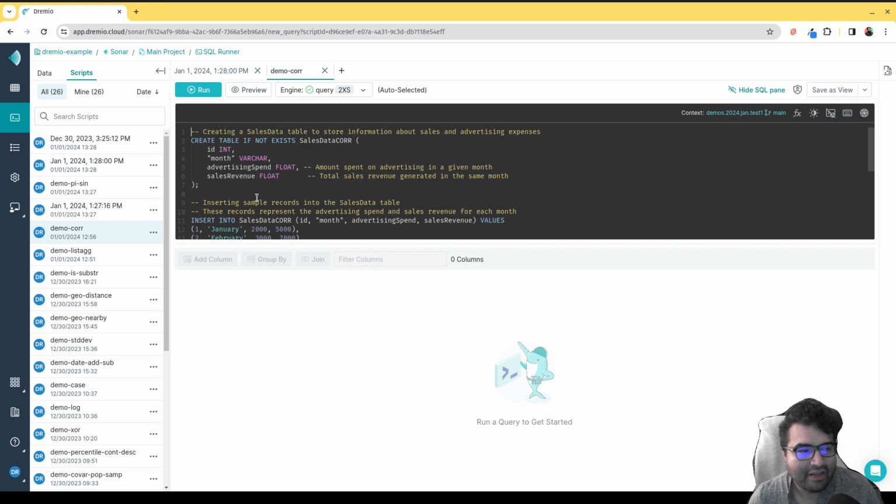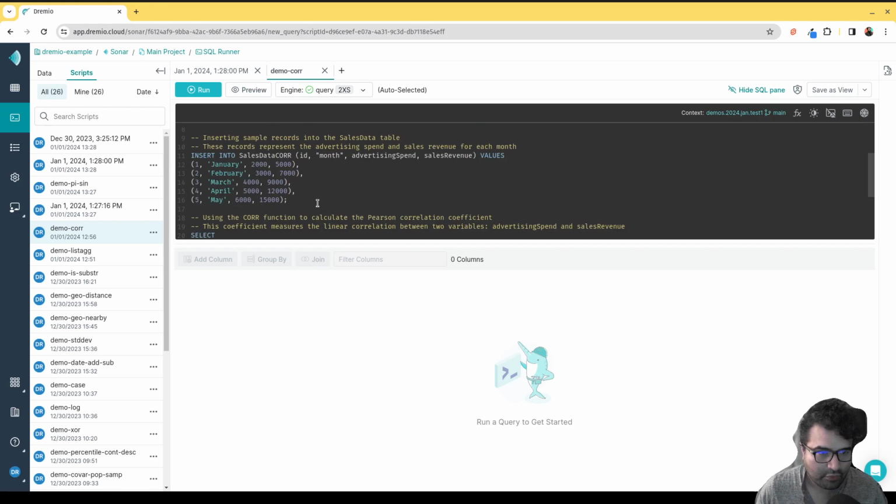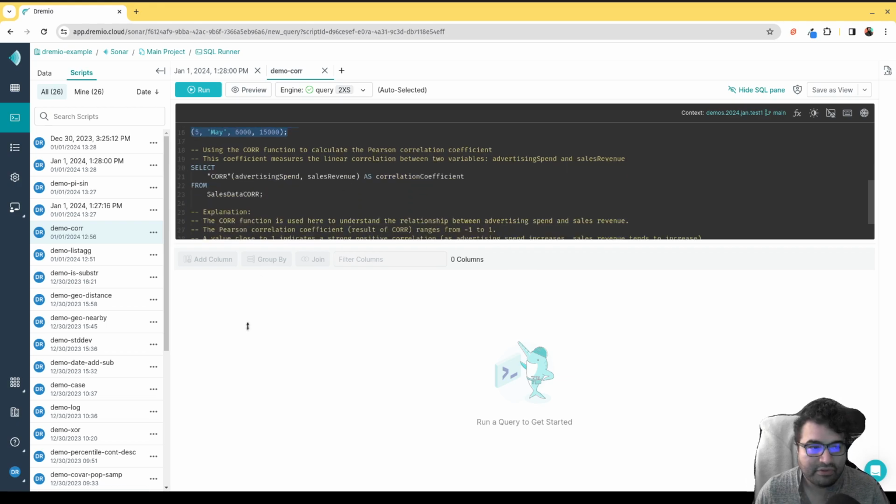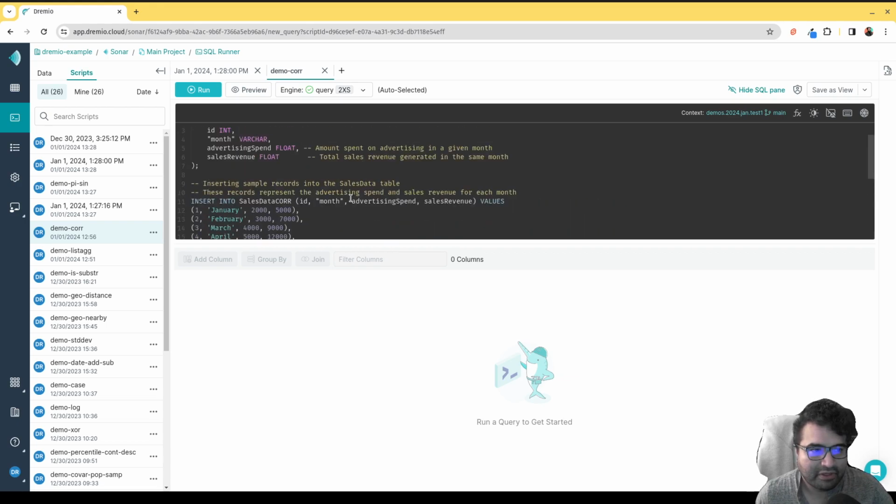In this case, we're going to create a table that has the ID, the month, the advertising spend for that month, and the sales revenue for that month. We're going to inject some data into that table. Then we want to find the correlation between these two fields, which will give us the correlation coefficient between them. And that's pretty much it.